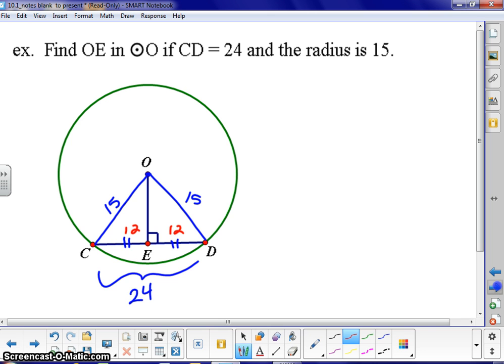Because it's a right triangle and because it is a multiple of one of the Pythagorean triples, we can say that this altitude is going to be 9. And that is what we're trying to find. So OE is equal to 9.